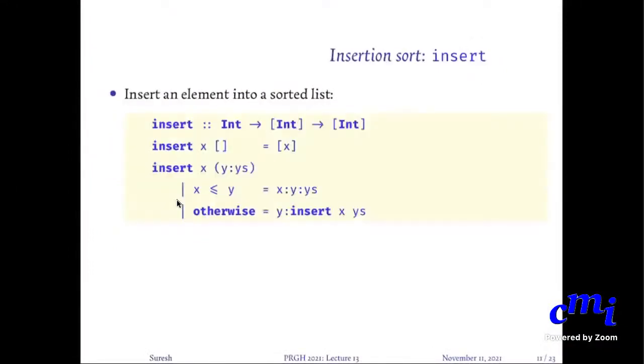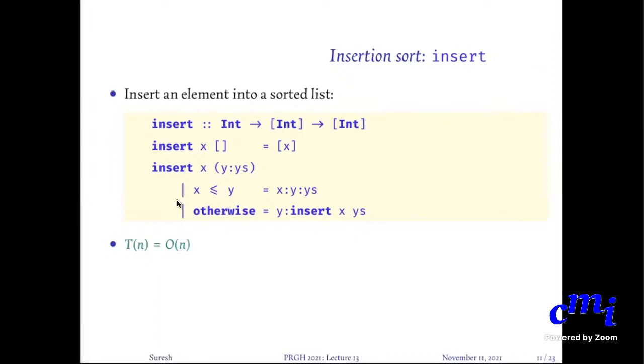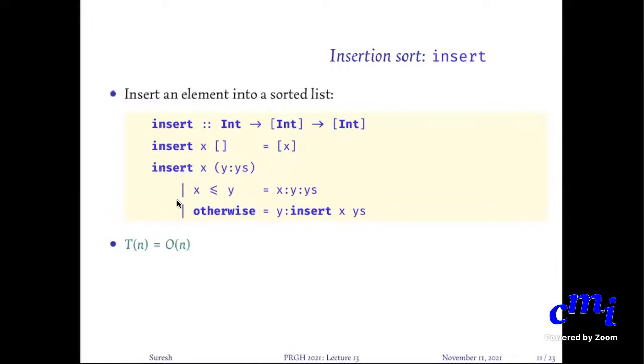Yeah, this is insertion. Here I've used guarded commands instead of if then else, but it's all the same. The time needed to insert is order n. Why? Can someone tell? Isn't it the worst case scenario? Yeah, it is the worst case scenario, because if x is the last, you have to go till the end and then put it at the very end when you try to insert. So that is the worst case scenario. So order n. Okay, fine.